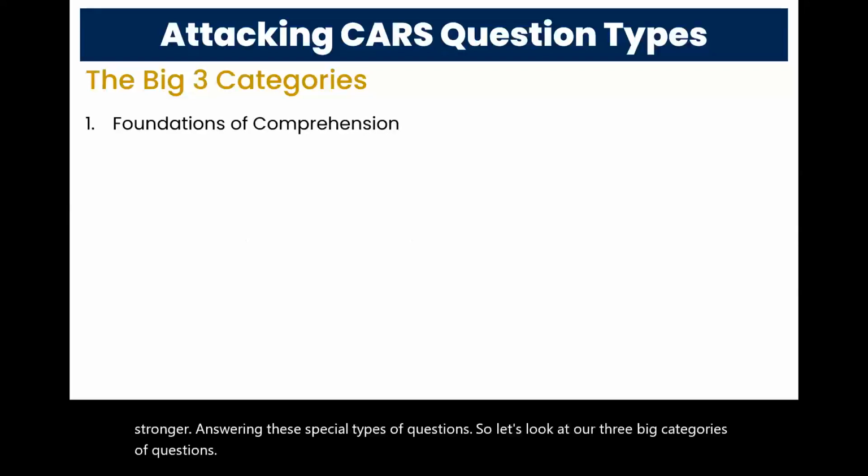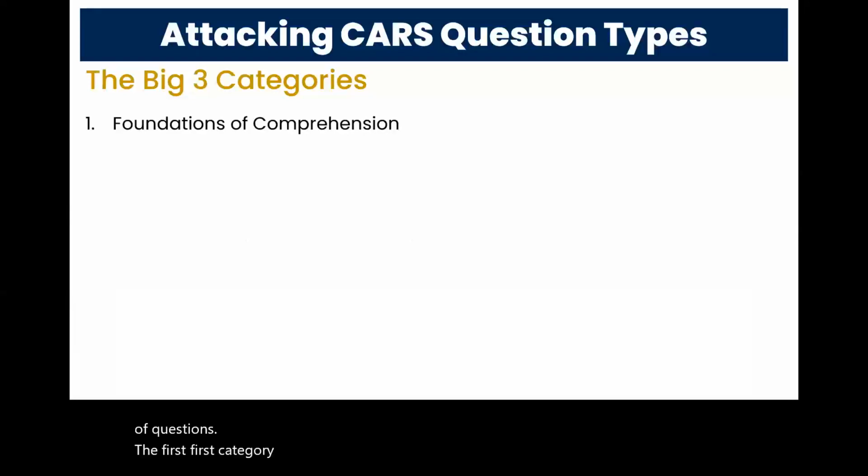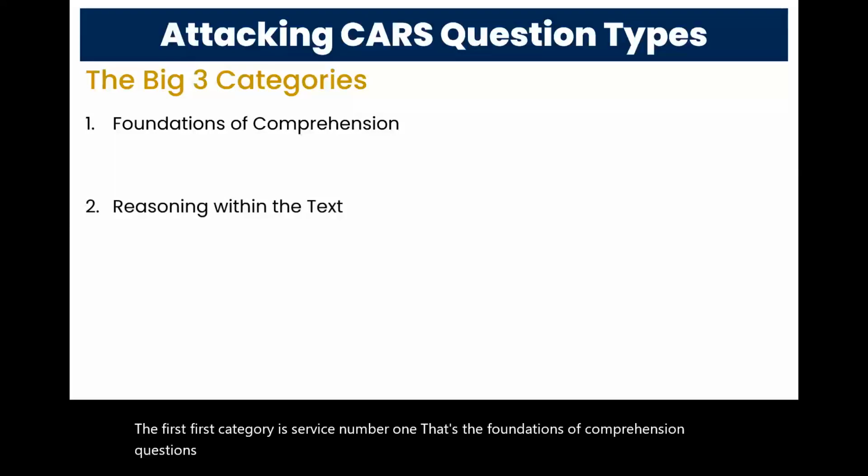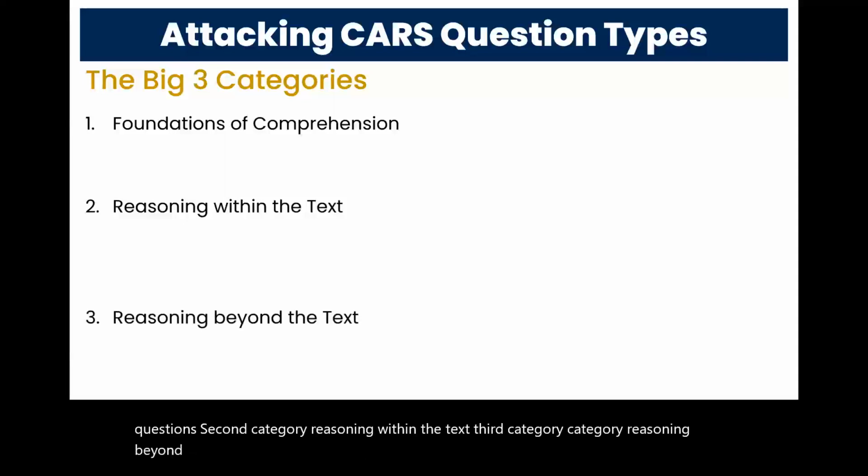So let's look at our three big categories of questions. The first category is CARS number 1, that's the foundations of comprehension questions. Second category, reasoning within the text. Third category, reasoning beyond the text. And these are the three CARS, critical analysis and reasoning skills, that we talked about last time.